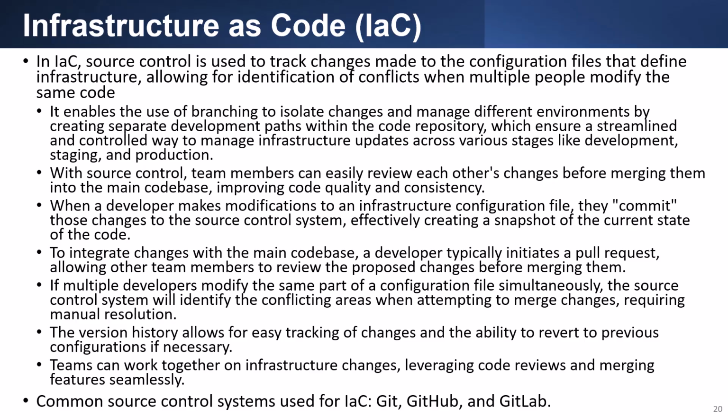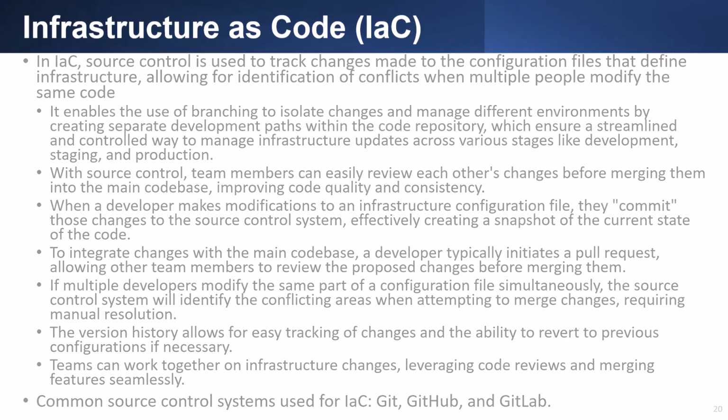If multiple developers modify the same part of the configuration file simultaneously, the source control system will identify the conflicting errors when attempting to merge changes, requiring manual resolution. The version history allows for easy tracking of changes and the ability to revert to previous configurations if necessary. Teams can work together on infrastructure changes, leveraging code reviews and merging features seamlessly. Common source control systems used for IAC include Git, GitHub, and GitLab.